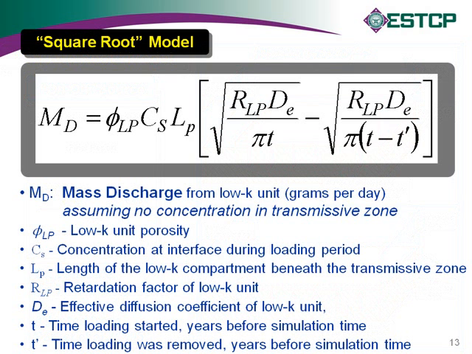And we call it the square root model because of the square roots in the equation. It's a very simple equation, and what it does is calculate mass discharge based on some very simple parameters such as the porosity, the loading concentration, the length of the NAPL pool, the retardation factor, and the effective diffusion coefficient, and the time when the loading starts and the time when the loading is removed. So a very simple equation and very powerful equation.